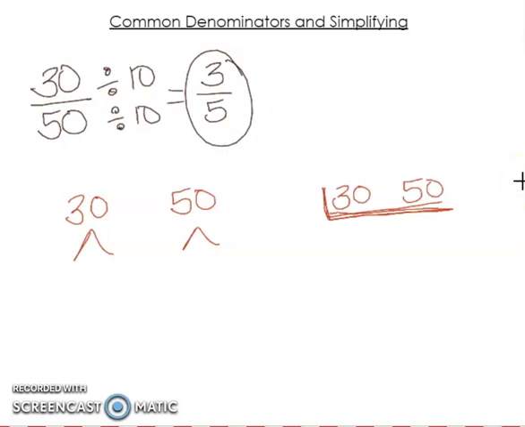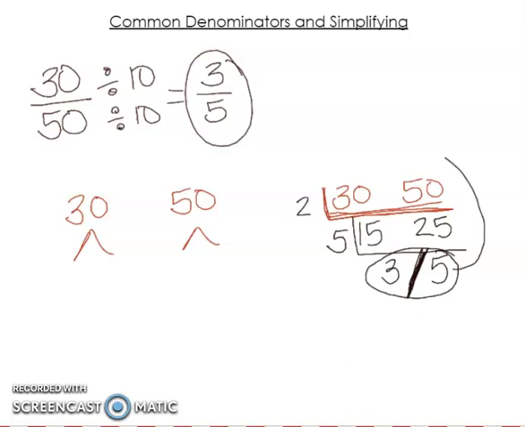If I think of a prime number that would go into 30 and 50, let's say 2. So 2 goes into 30 15 times, 2 goes into 50 25 times. And then I kept going. Well, 2 doesn't go into that. 3 would not go into both. Next prime number would be 5. 5 would go into 15 3 times. 5 would go into 25 5 times. And then I can't go any further. This would be my answer, 3/5, which is what we found up here with this method.